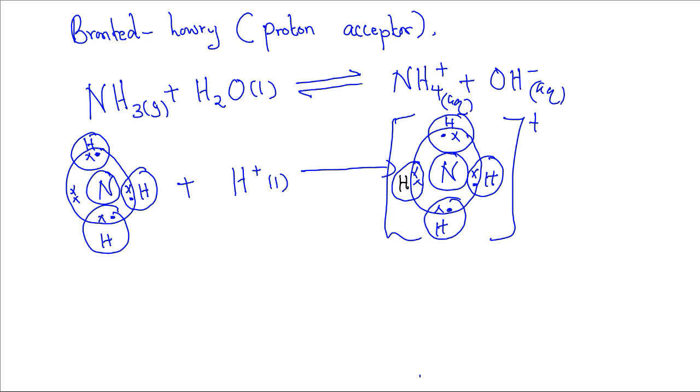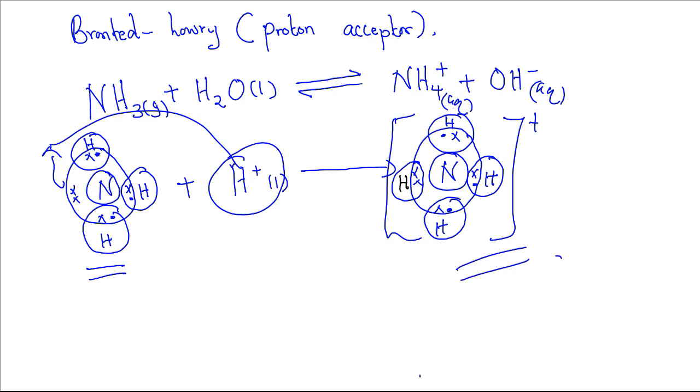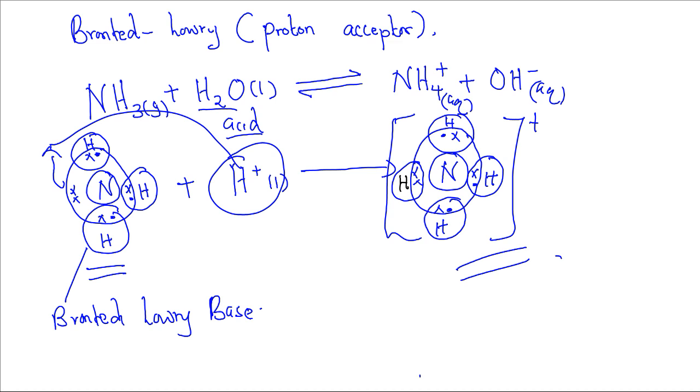Now, this ammonia has a lone pair of electron. It is able to accept the hydrogen ion to form ammonium ion. So this is what we call Bronsted-Lowry base. It accepts the proton. So water is the Bronsted-Lowry acid and ammonia is the Bronsted-Lowry base.